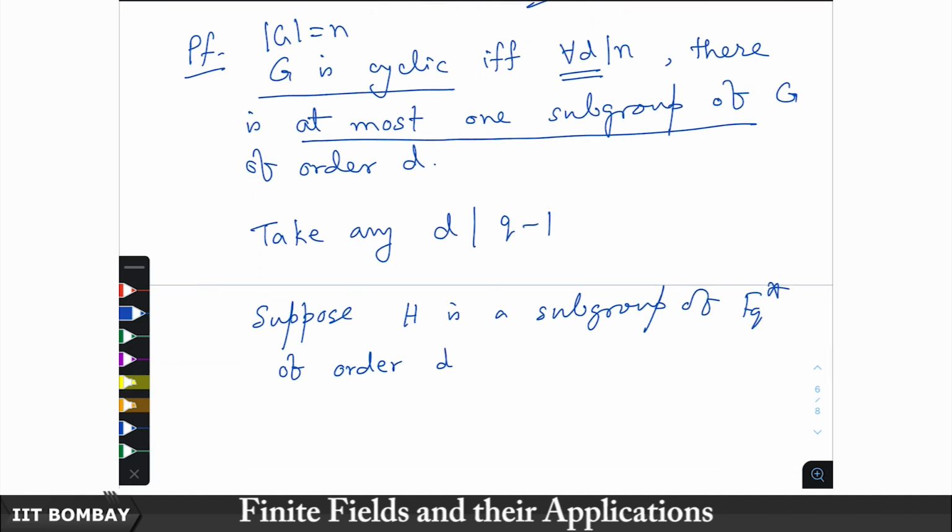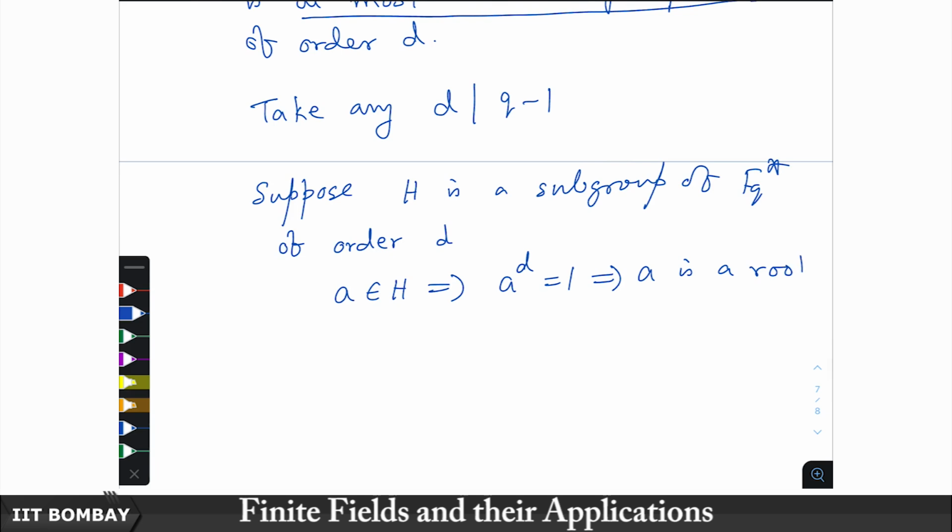Then we know that every element a in H satisfies the condition that a power d is equal to 1. And how many elements in H are there? There are exactly d elements, because it is a subgroup of order d. So, this means that a is a root of x power d minus 1. So, how many roots are there in H? There are d roots of this polynomial in H, and this is a polynomial of degree d. So, there cannot be any other root.